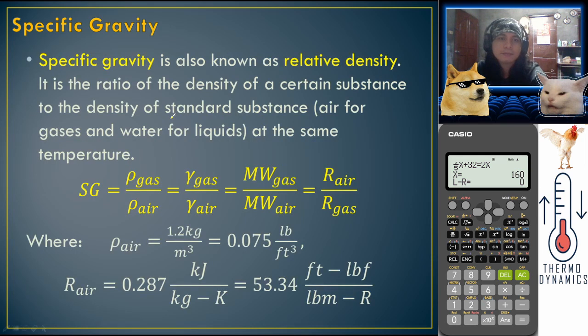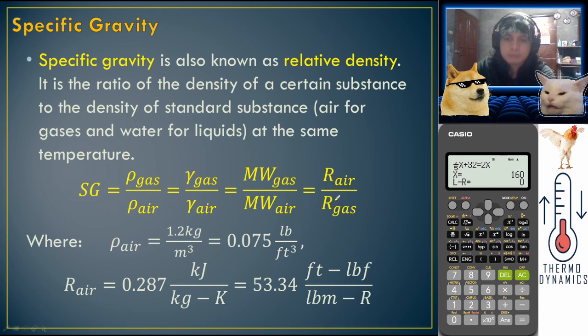Ayan. Game. Ay, meron pa rin. Specific gravity. Specific gravity is also known as relative density, the ratio of the density of a certain substance to the density of a standard substance. Ayan. So, air daw ang ating reference for gases, and water for liquids, at the same temperature. So, formula ng ating specific gravity, pwede po, madami po. It can be density of gas over density of air. Kapag naman liquid yung nasa taas, edi water yung reference sa baba. Then, can be weight density over weight density ng air. Molecular weight ng certain gas over molecular weight ng air, or it can be the gas constant ng air over the gas constant ng gas.